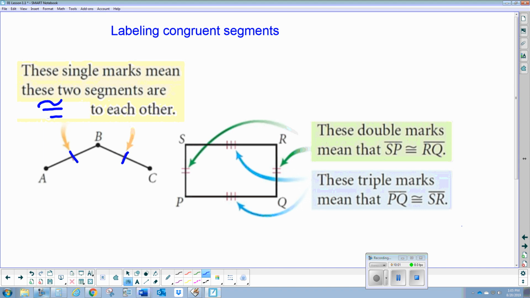In this next diagram, we can see it's a rectangle. Here we have a pair that has 2 tick marks, and then another pair of segments that has 3 tick marks. That means the 2 tick marks, these 2 segments, SP and RQ, are congruent, and the ones that have the triple, these 2, SR and PQ, those segments are also congruent. Okay, so the tick marks need to match up in order to show that segments are congruent.